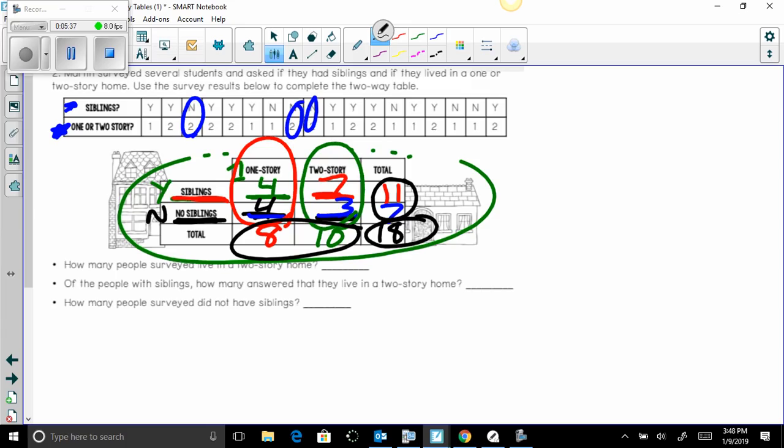All right, let's answer these questions. How many people surveyed lived in a 2-story home? We found that to be 10. Of these people with siblings, how many answered that they lived in a 2-story home? So I have a sibling and a 2-story home. 7. How many people surveyed did not have siblings? And that would be 7 as well.